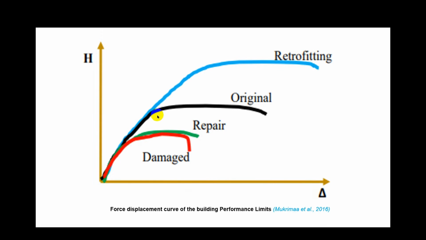So if we look at the black pushover curve, this indicates the capacity of the original structure, and if we do the restoration process, the original lateral load carrying capacity of the structure is maintained. But if the structure is damaged, we can see the curve indicated by the red curve, and the repair techniques cannot enhance the load carrying capacity of the structure, which is indicated by the green curve. But after the retrofitting, we can see this curve. Retrofitting can enhance the lateral load carrying capacity of the structure as well as the deformation capacity of the structural elements.